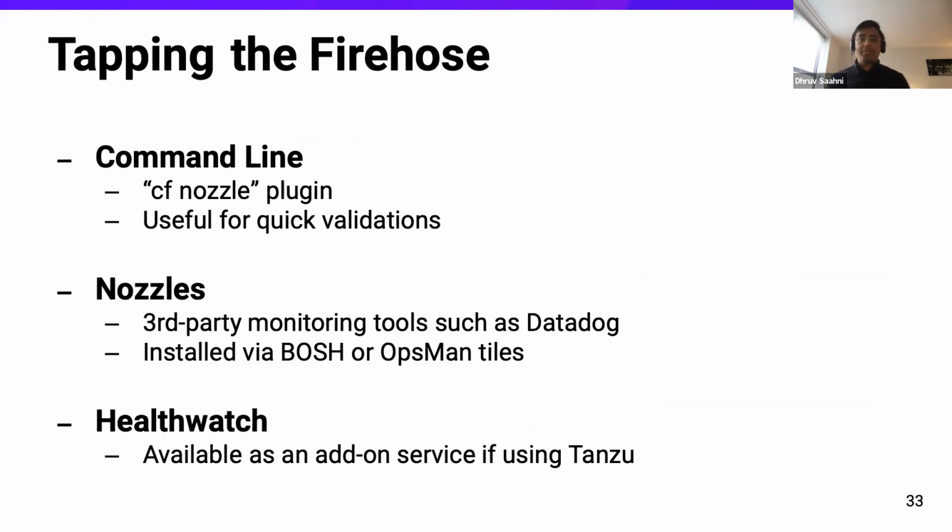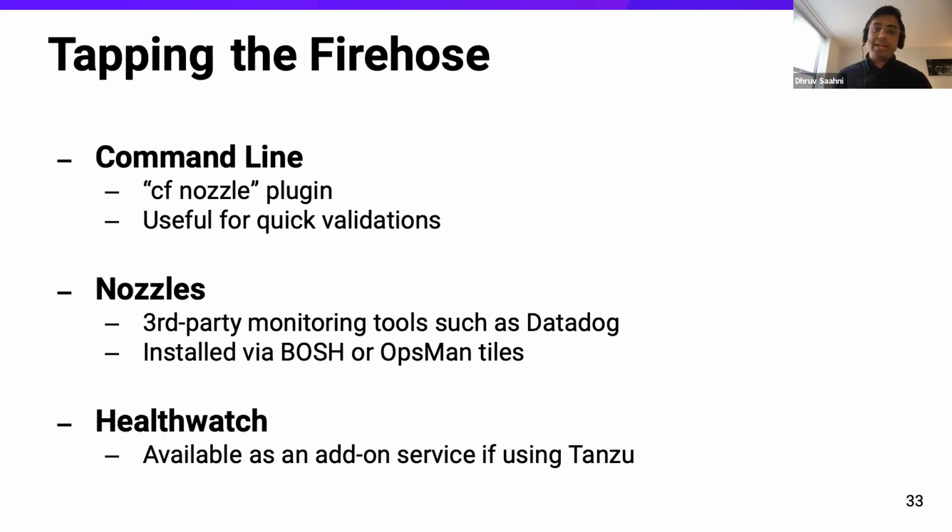Okay, so how do you actually collect or interact with the Firehose? Well, you have options for that too. The first option you have is the command line. And you might already be familiar with the CF command line tool. The CF CLI is plugin based. You can install community or third-party plugins to it. The most popular plugin for communicating with the Firehose is CF Nozzle. The CF Nozzle plugin is great for quick validations.